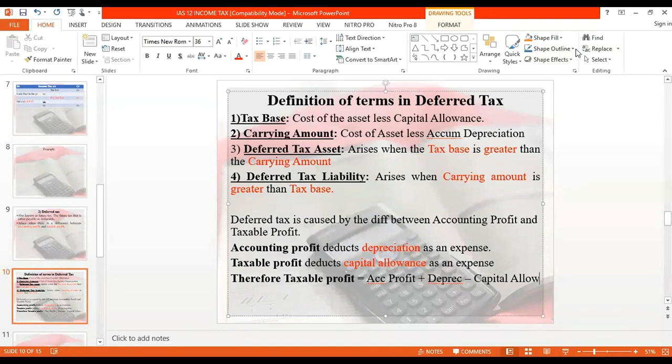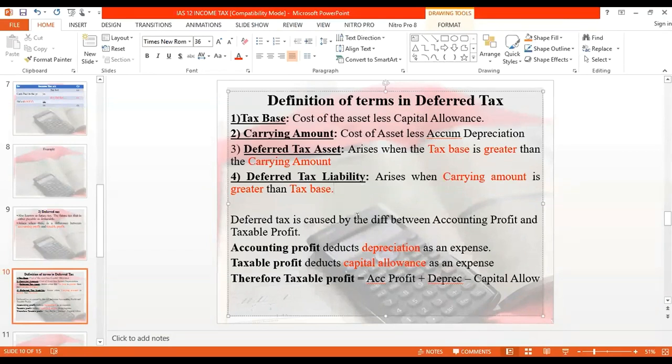Okay, I'm seeing some points. I'm remaining with 15 minutes. Define capital allowance, please come back on capital allowance and tax base. Dear lecturer, how can carrying amount be greater than tax base? You know, that is a good question. That means we are together.